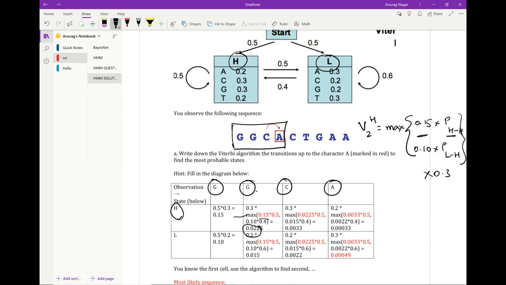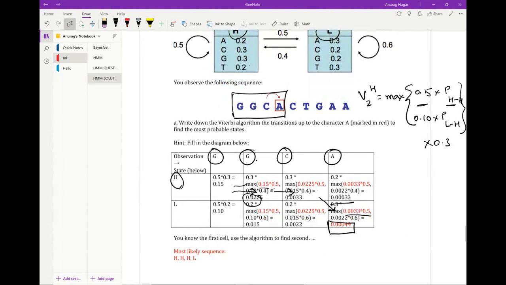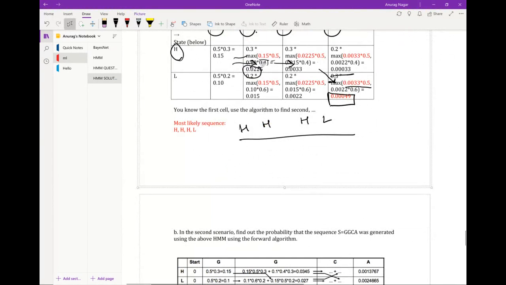So I keep on filling these values. This will be V4 times 4 L, V4 times 4 H. Which one is larger? The larger one is the bottom one. Now how do I trace back? Well, it came from the top. It came from here. How did I get here? From this place. How did I get here? From this place. So my prediction would be H, H, H by trace back.